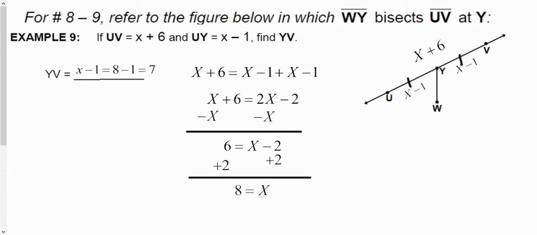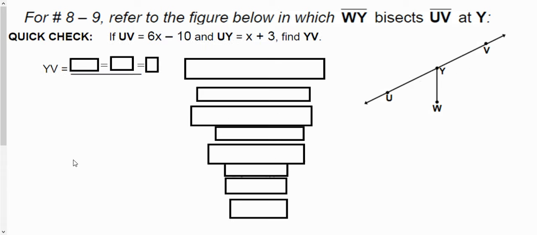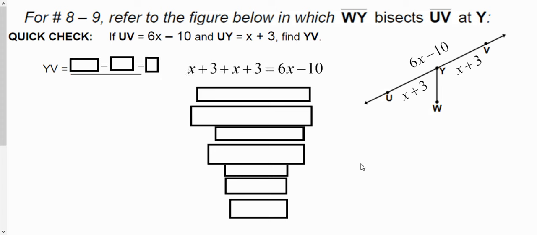What do we have left here? It's been a long one. One more like that, a quick check. So from U to V is 6x minus 10, the whole distance. One of the pieces, UY, is x plus 3. Again, the picture helps. This little piece does not equal the whole thing. So what do we do? We copy it over here. And now we can say the piece plus a piece equals the whole thing. The equation looks like that.